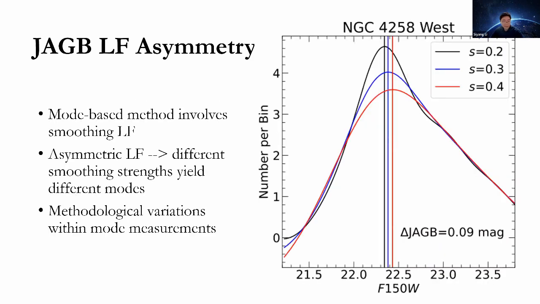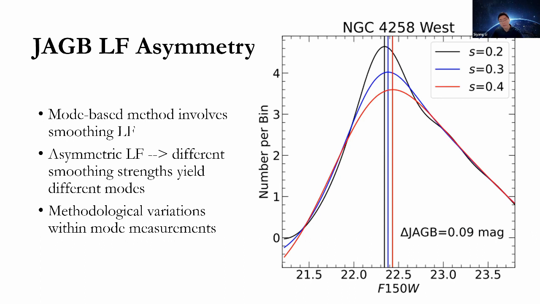So I wanted to make one more note about this asymmetry. It's more of the effect of asymmetry on the measurements. The mode-based method involves a smoothing parameter. Again, you can control the degree of smoothing in that measurement. And when you have an asymmetric luminosity function, by nature, the Gaussian smoothing will try to reduce that asymmetry. And that means that when you have an asymmetric luminosity function, changing the smoothing parameter, the strength of the smoothing, will also shift your mode.